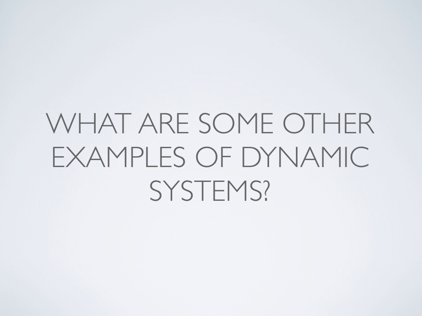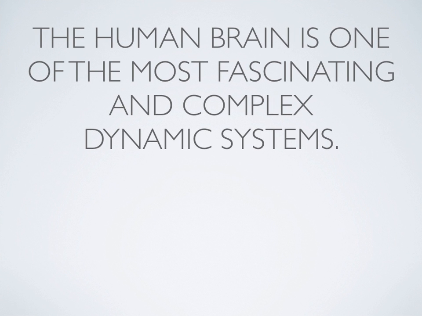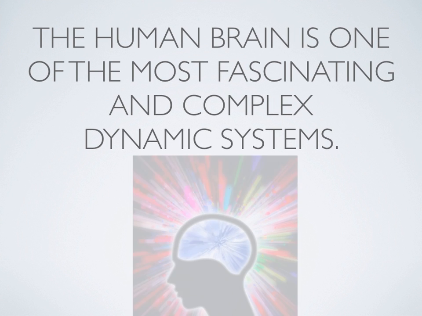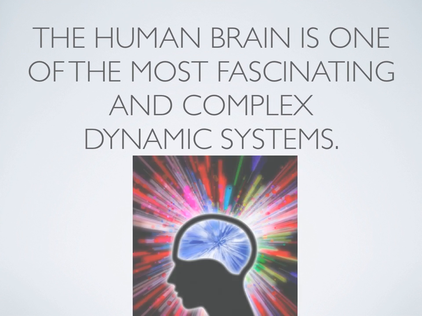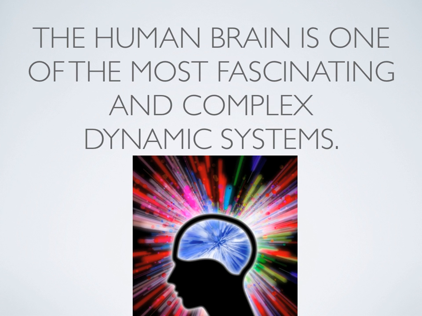What are some other examples of dynamic systems? The human brain is one of the most complex and fascinating dynamic systems on the planet. Over the course of development, the human brain grows and changes. It is comprised of many neural networks that govern multiple functions from heart rate and breathing to thought processes, emotions, and decision making.